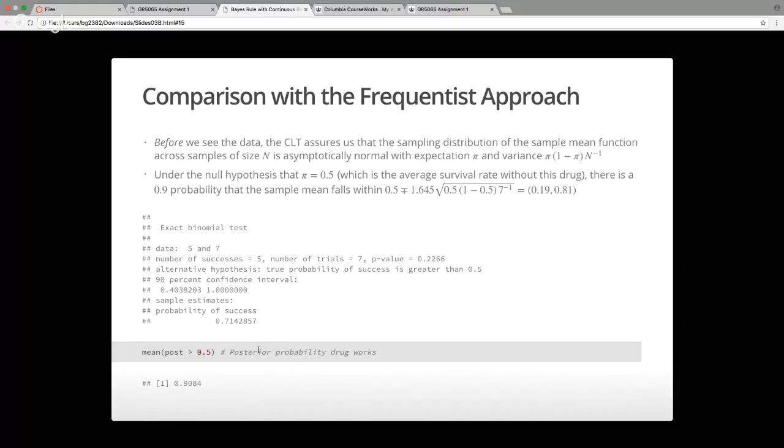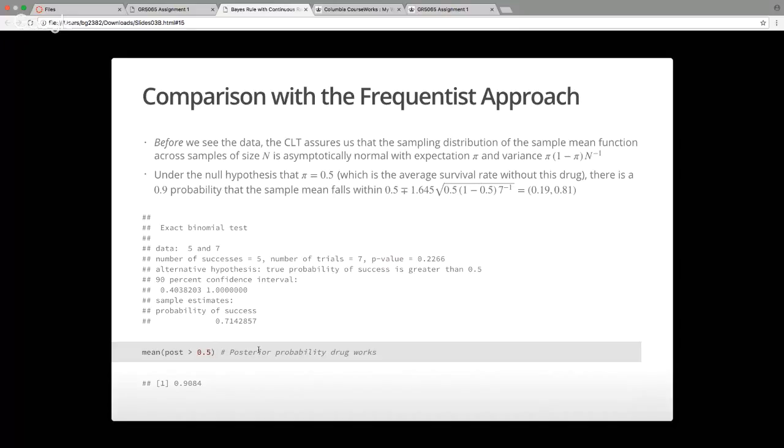So, in the last couple of minutes, to get to a question that I think Sebastian was implicitly asking: how can we compare this with the frequentist approach? The frequentist approach tells us that before we see the data, the central limit theorem is going to assure us that the sampling distribution of the sample mean, or the sample proportion in this case, when we have size n data, is going to be asymptotically normal with expectation true pi and variance coming from the binomial distribution, pi times 1 minus pi divided by n, when we take the sample proportion.